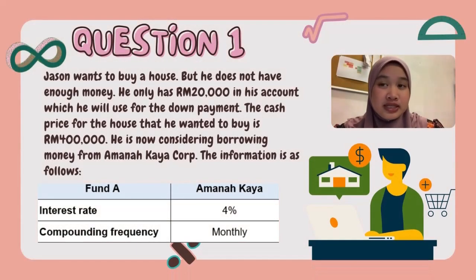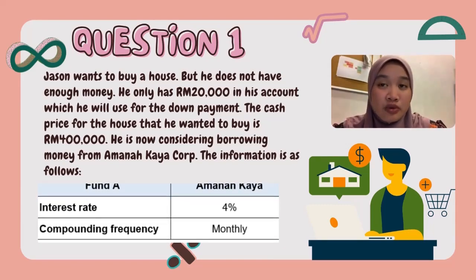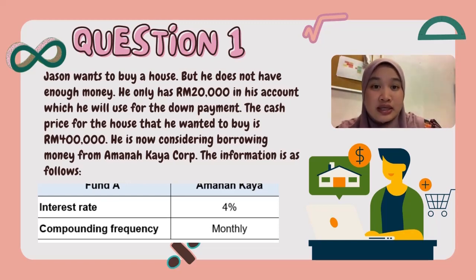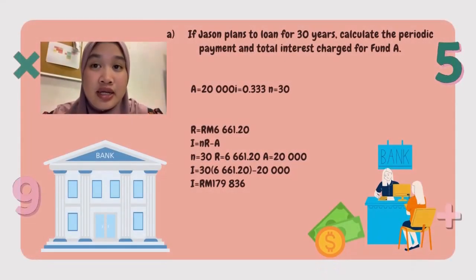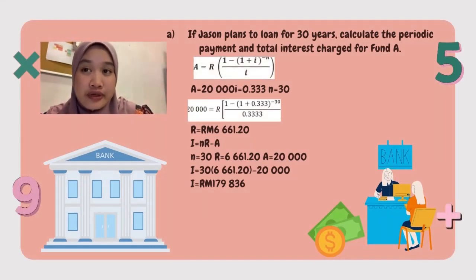I will explain the answer for question 1. Question 1 is about Jason, who wants to buy a house but does not have enough money. He only has 20,000 ringgit that he will use for the down payment. The house is 4,100 ringgit. Now he is considering borrowing money from Amanah Kaya Corp. Amanah Kaya offers an interest rate of 4% compounded monthly. Question 1A asks for the total interest they charge for Fund A.